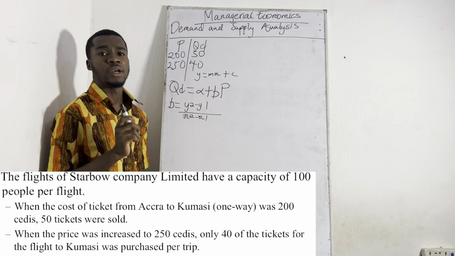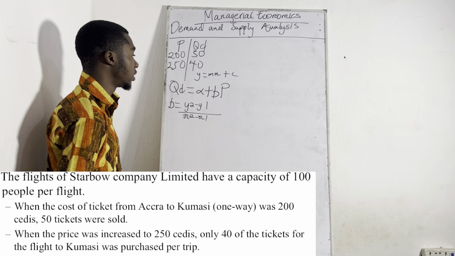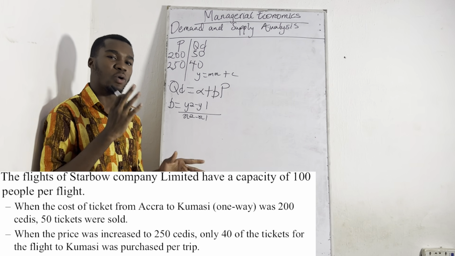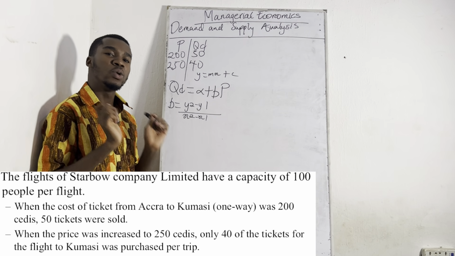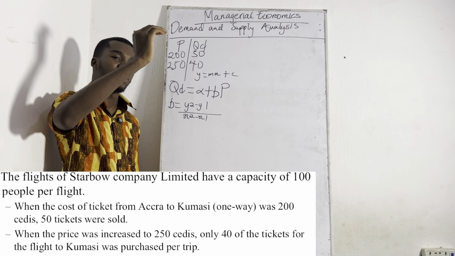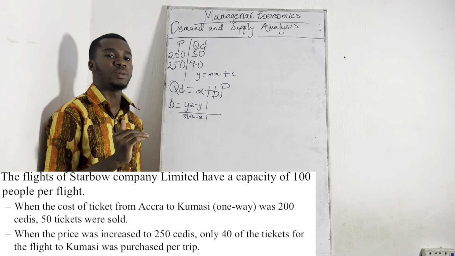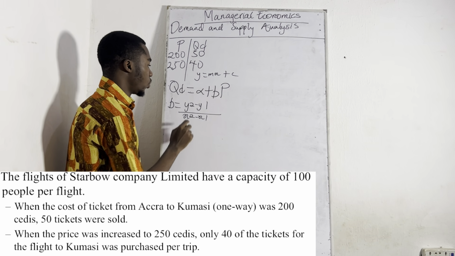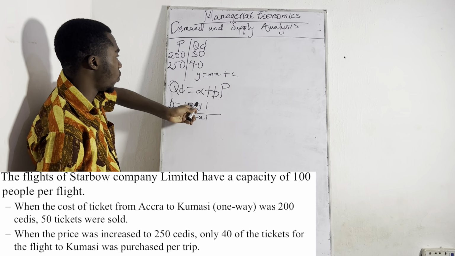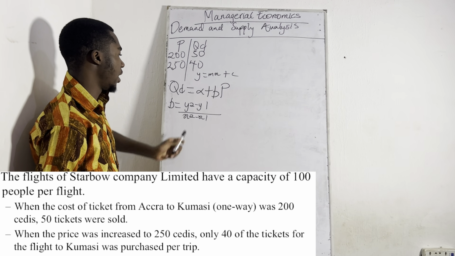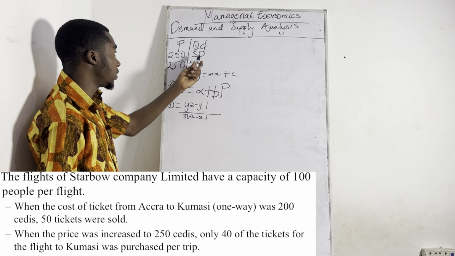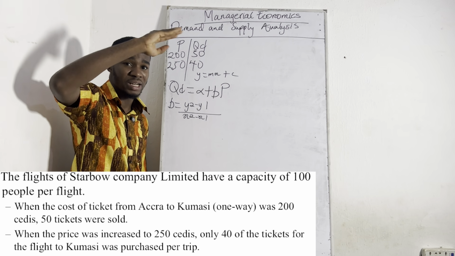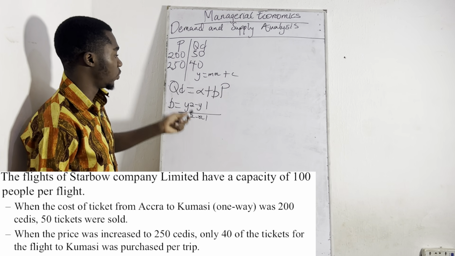Now put this in your head. A lot of people make mistakes when it comes to this particular part. Now when you have price and quantity demanded and you want to do the rate of change, always the quantity demanded is the numerator and the price is the denominator. So your quantity demanded will be your y, and your price will be your x. So always the quantity demanded comes at the top, then the price will be at the bottom.